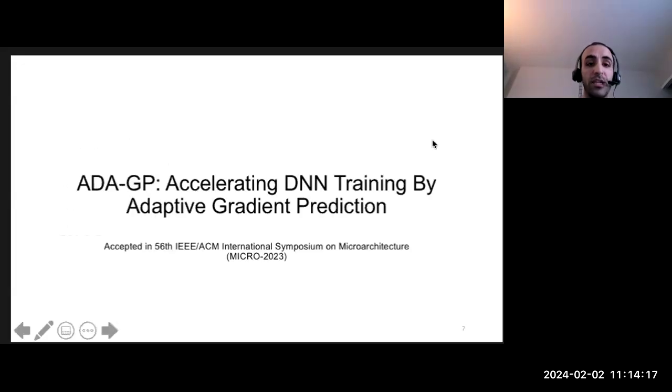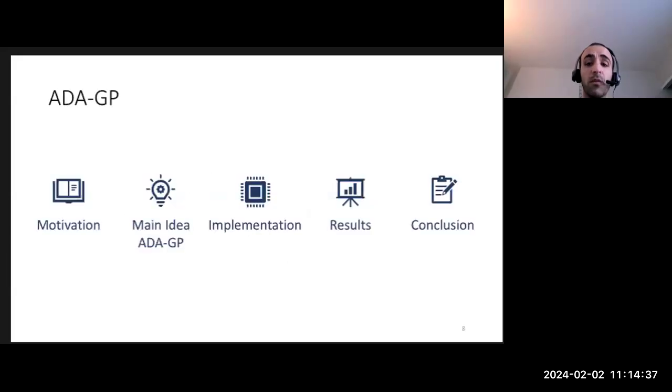In this work, Accelerating DNN Training by Adaptive Gradient Prediction, published in MICRO 2023, we propose the AGP technique, which adaptively predicts the gradients of errors and therefore accelerates the training of deep learning models. First of all, I will talk about some motivations behind this work, and then I will provide more details about the main idea of AGP. Then I will present the hardware implementation of AGP, and in the results section, we will see some interesting results that we got using the AGP technique. And finally, we conclude this paper.